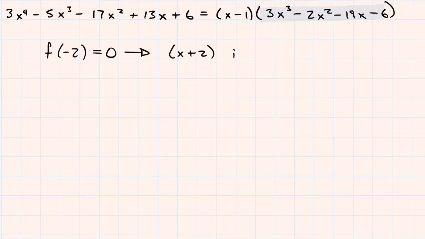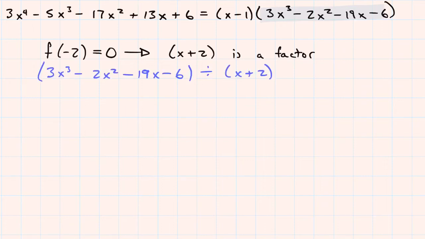What I remember is that negative 2 worked, so I know f of negative 2 equals 0, so x plus 2 is our next factor. And now we're going to divide x plus 2 out of the cubic, not out of the original, but out of the quotient when we divided by x minus 1.